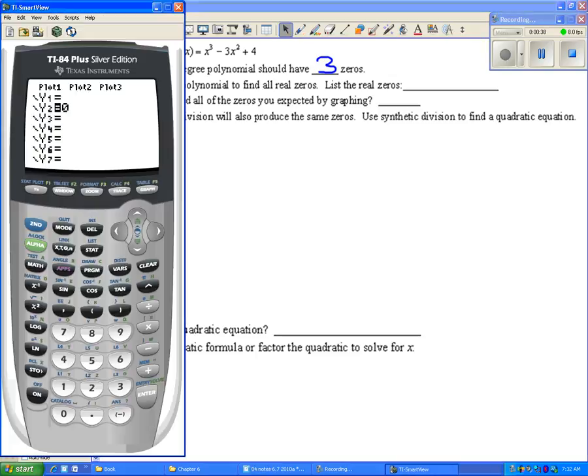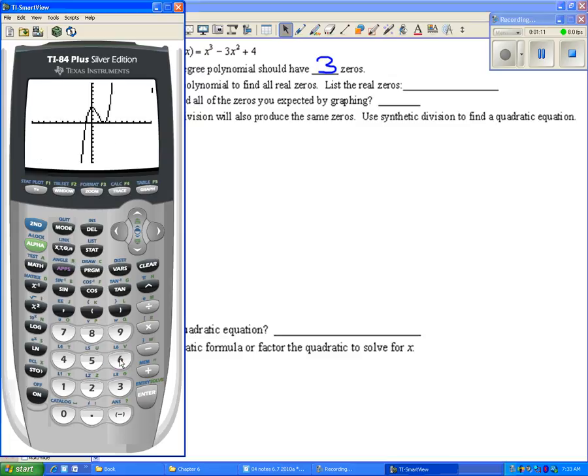So I'm going to pull out my calculator and plug in x to the third power minus 3x squared plus 4. Make sure I didn't make a mistake typing. x cubed minus 3x squared plus 4. If I want to do intersection, I need to make sure that the y2 is 0. And I can go ahead and graph this. I'm going to hit zoom 6 to make sure I have a standard window.